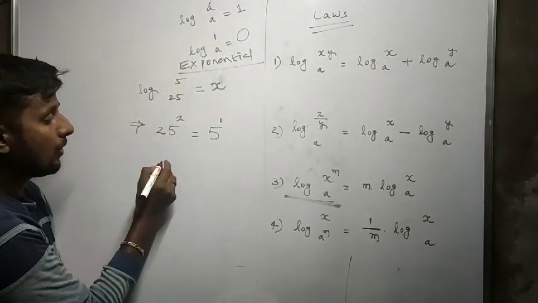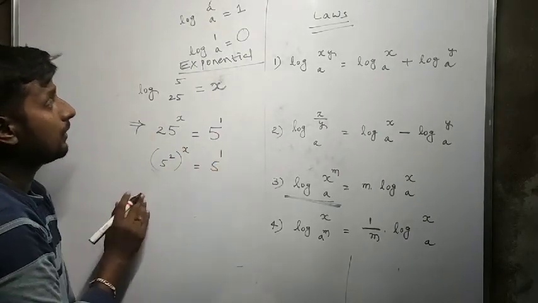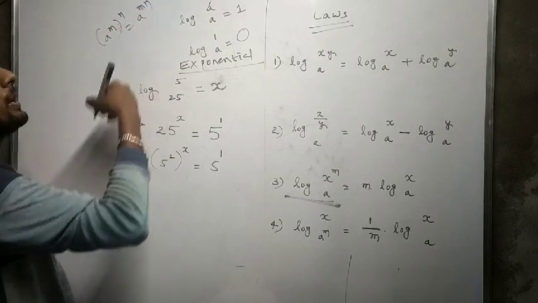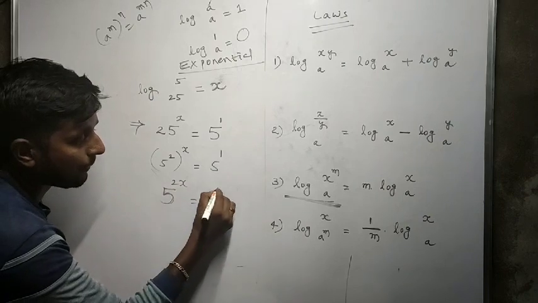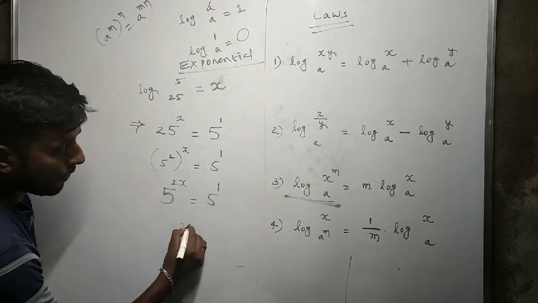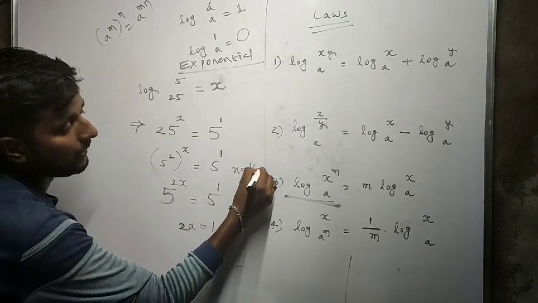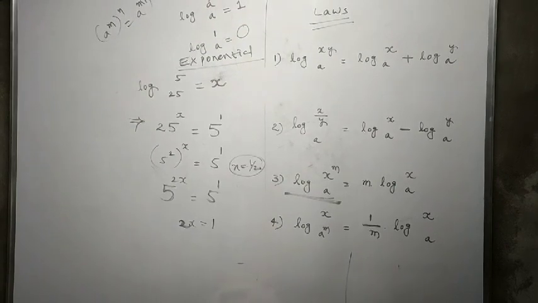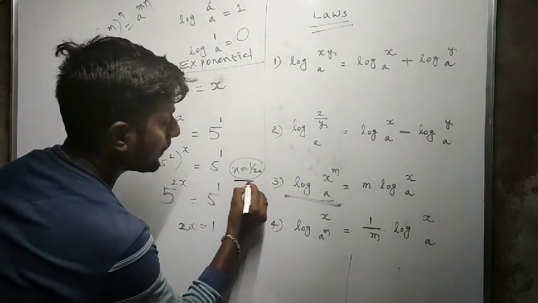But we know 25 we can write as 5 square, whole power x, is equal to 5 power 1. We know a power m, whole power n, gives a power mn. So this one we can write as 5 power 2x is equal to 5 power 1. So simply we write 2x is equal to 1, x is equal to 1 by 2. Yes, the answer we got is x is equal to 1 by 2.